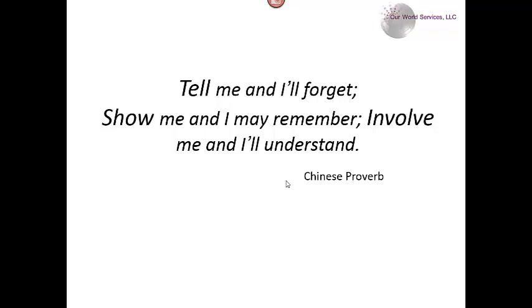Show me, and I may remember. You show them through demonstration, that might come up to 30%. Involve me, and I'll understand. You're starting to get into the 80s and 90s percent if you involve the students. That's where we need to be. That's what this entire course is about, the involvement of our students and helping them build the full package for their future.